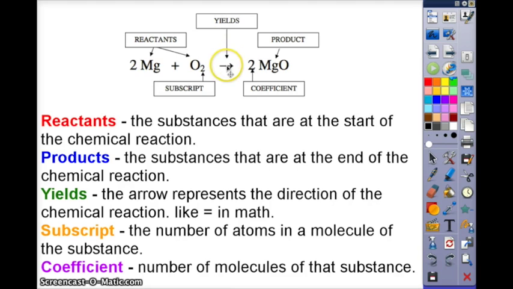Sometimes you'll see an arrow in the middle going both ways. Sometimes you'll see it going one way. This is yields or produces. There are many different words to explain it, but we're just going to use the word yield.